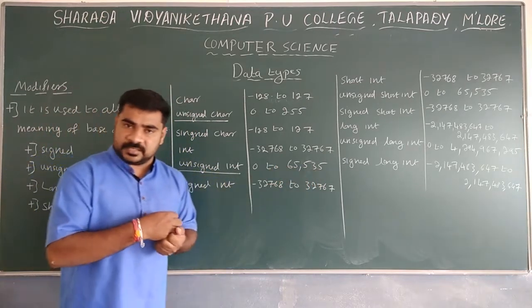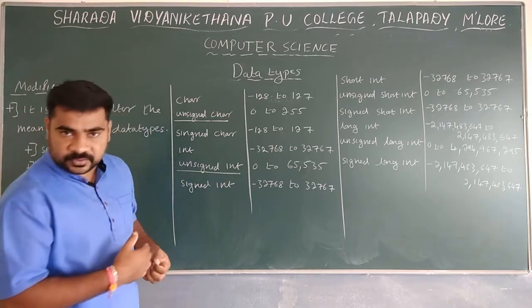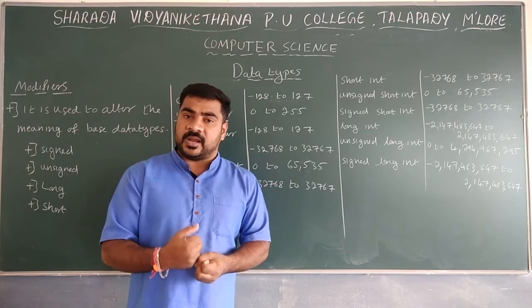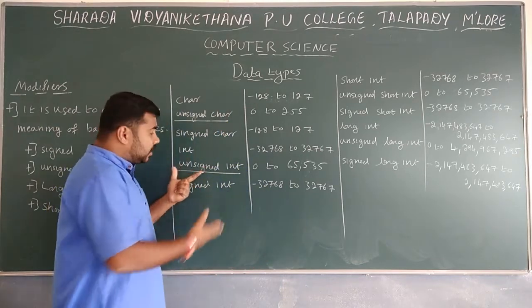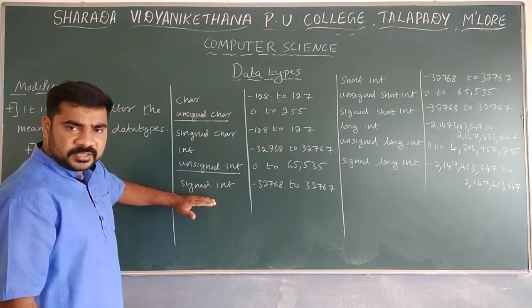65,535 will be the range. So if you use unsigned, in the case of integers it is not possible to use negative values. If you want to use negative values, then you can use it along with the sign.